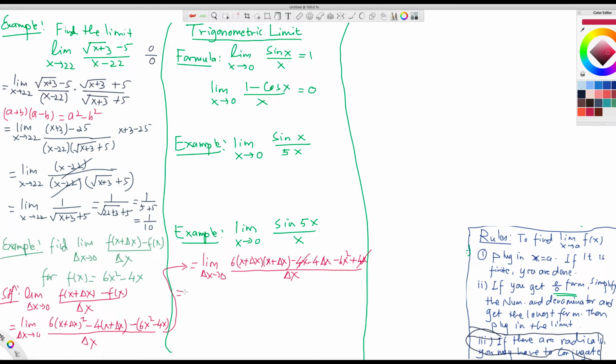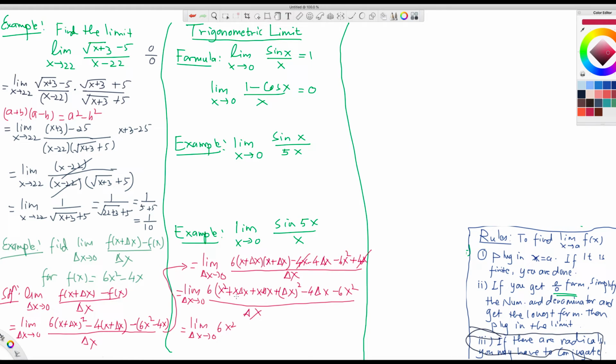What do you get? You get limit delta x tends to 0, 6. So this will be x times x is x square plus x times delta x, delta x plus x times delta x again, x delta x plus delta x square. You see that? And then what is left is negative 4 delta x minus 6x square divide by delta x. Now you simplify the top, you will get limit delta x tends to 0, 6 x square.